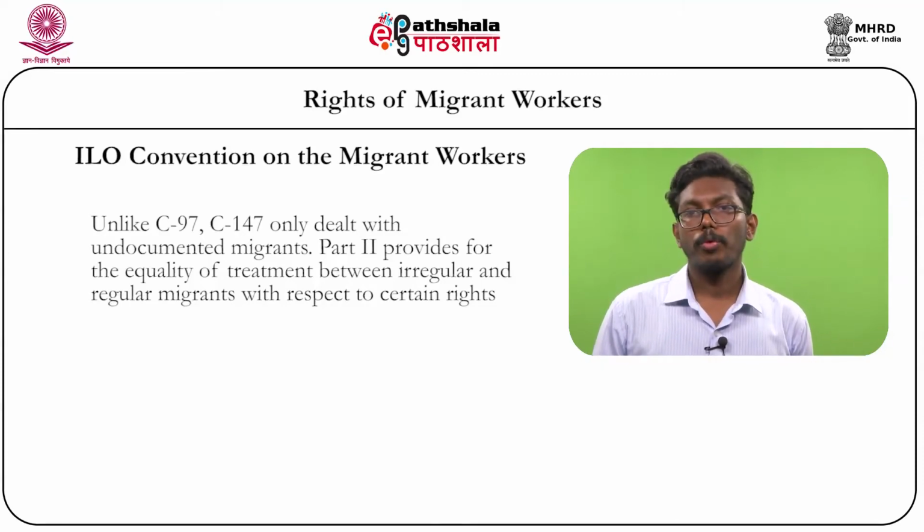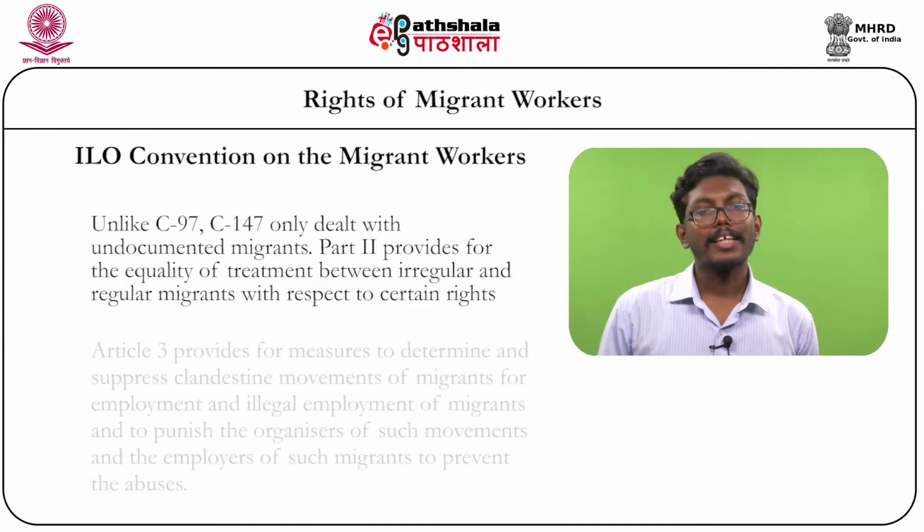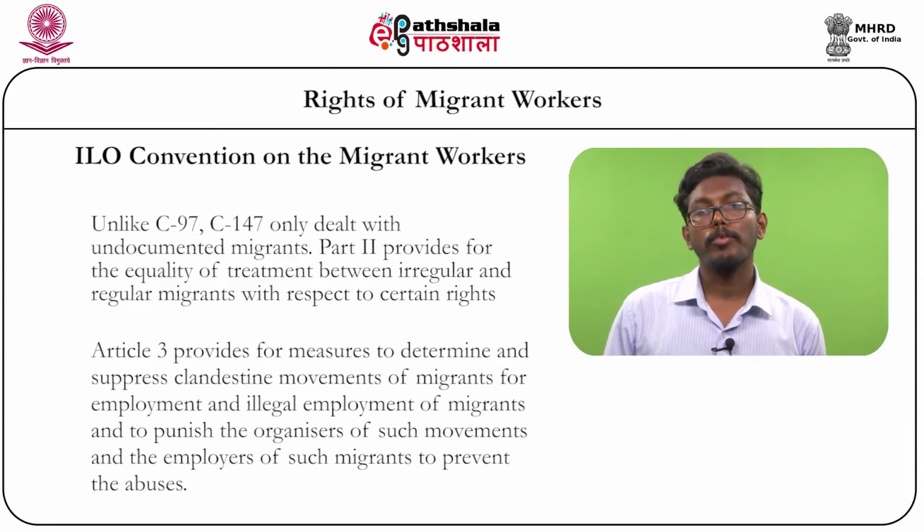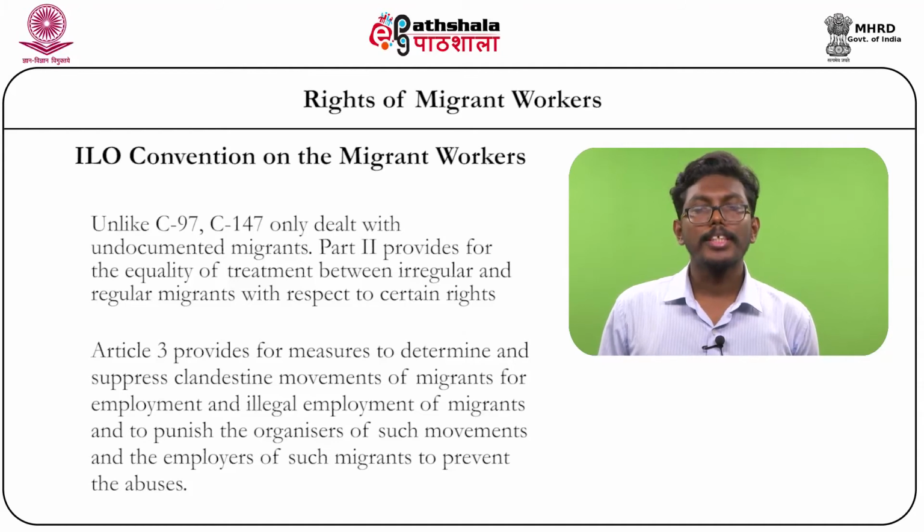Part 2 of the convention provides for the equality of treatment between irregular and regular migrants with respect to certain rights only. Article 3 provides for measures to determine and suppress clandestine movements of migrants for employment and illegal employment of migrants, and to punish the organizers of such movements and the employers of such migrants to prevent the abuses.